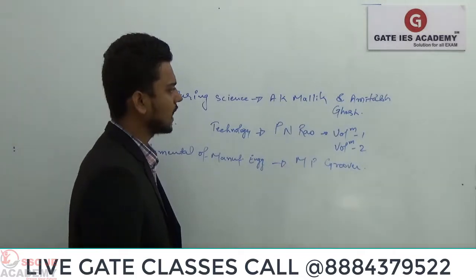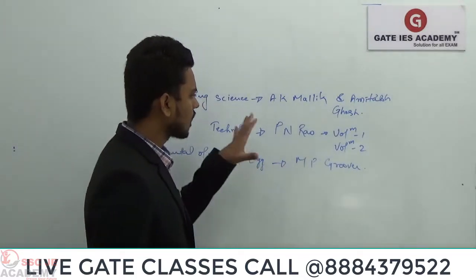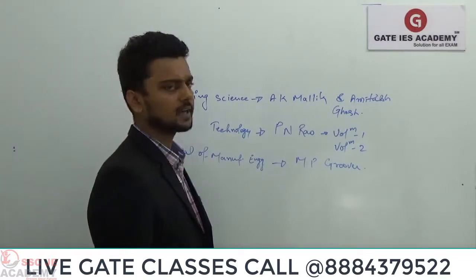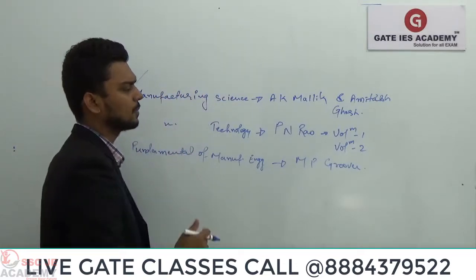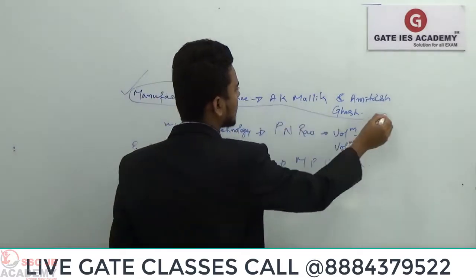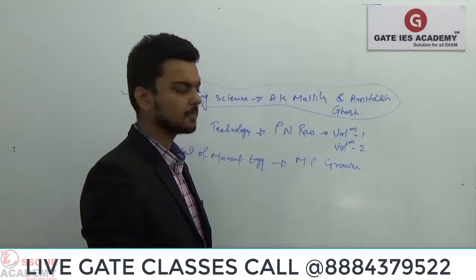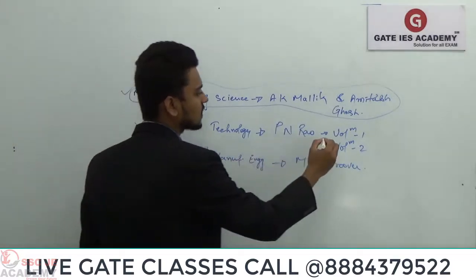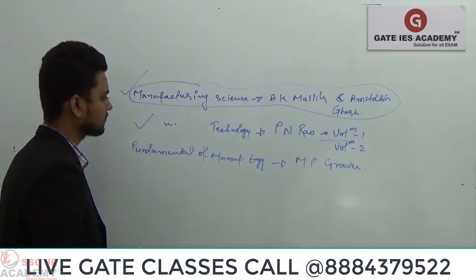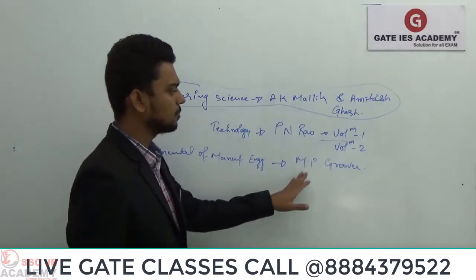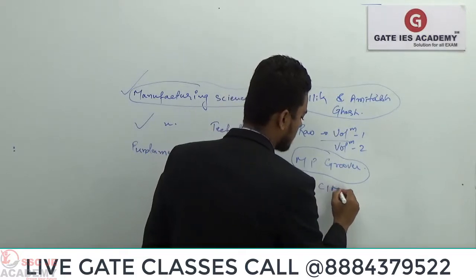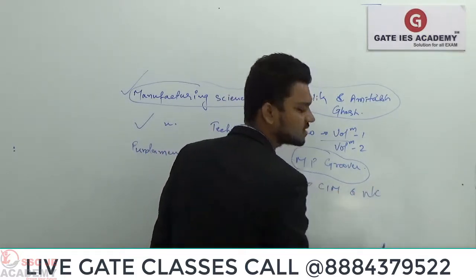If you ask me which one is the best for GATE, I will tell you: Manufacturing Science by A.K. Malik and Amitabh Ghosh. This one is the best book for GATE. If you are studying it and have some doubt, you can refer to Manufacturing Technology by P.N. Rao. This one is also a good book for manufacturing engineering. Then we have Fundamentals of Modern Manufacturing by M.P. Groover. You can refer to this book for CIM and NC and CNC machines.